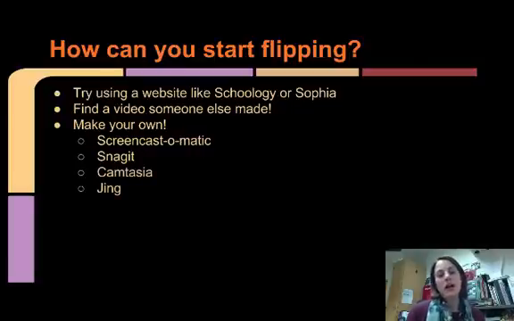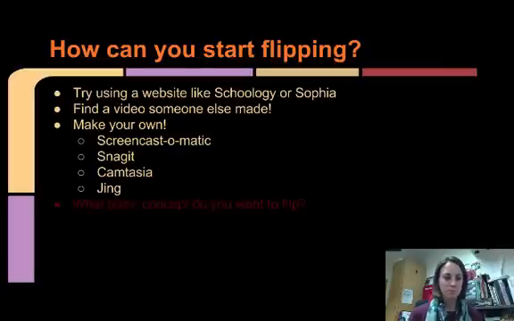Screencast-O-Matic and Jing are two free downloads from the internet that you can use to make screencasts. Snagit also makes screencasts, but you need to pay for it. You need to have a license. And Camtasia, which is the video recording software that I'm using to make this video for you, is also a subscription, like you have to pay for it. So if you're interested in either Snagit or Camtasia, you can talk to myself or Pete Grebner, and we can help find those resources for you.